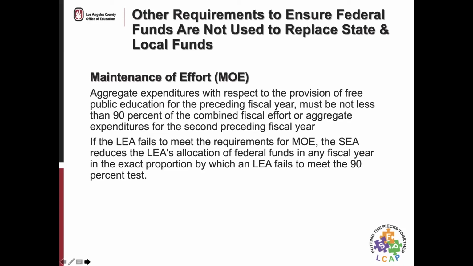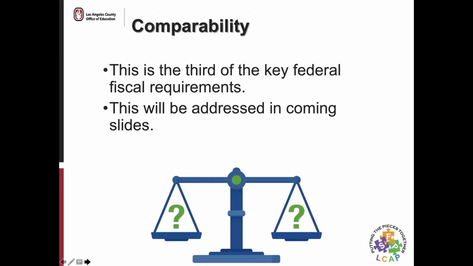And I believe in extreme cases, it's been waived at the federal level, but it is something to watch. If you see your per pupil expenditures going down, then you want to keep an eye on that. But again, it's done at the state level, and they would contact you and just reduce your federal allocations by that much. The next one we have is, I believe, comparability.